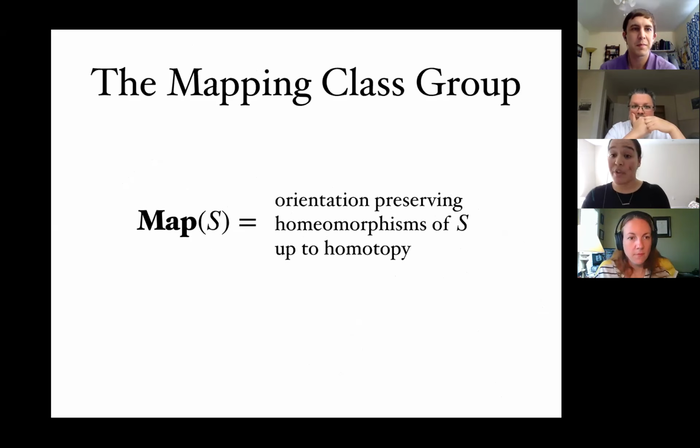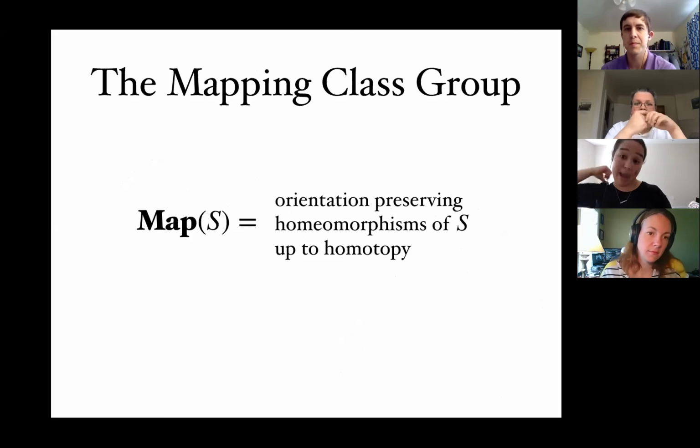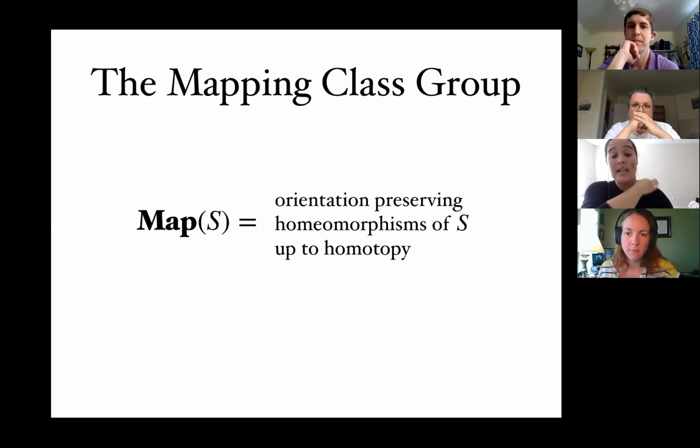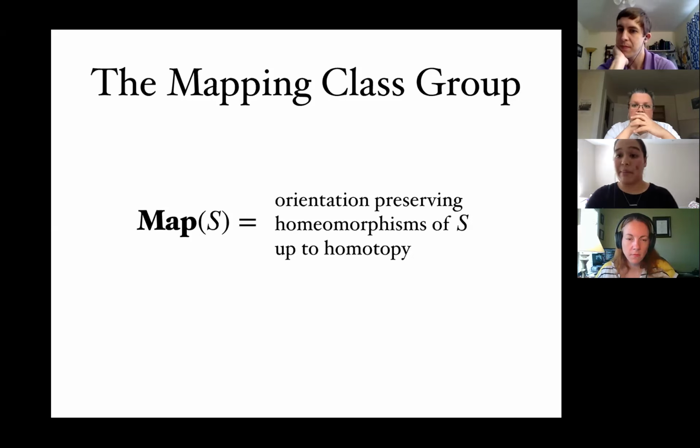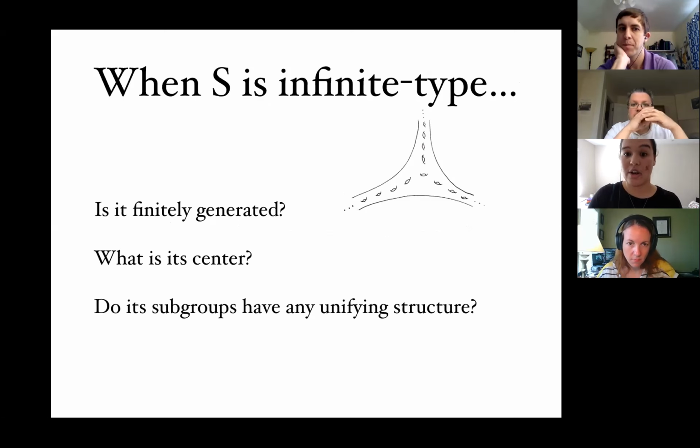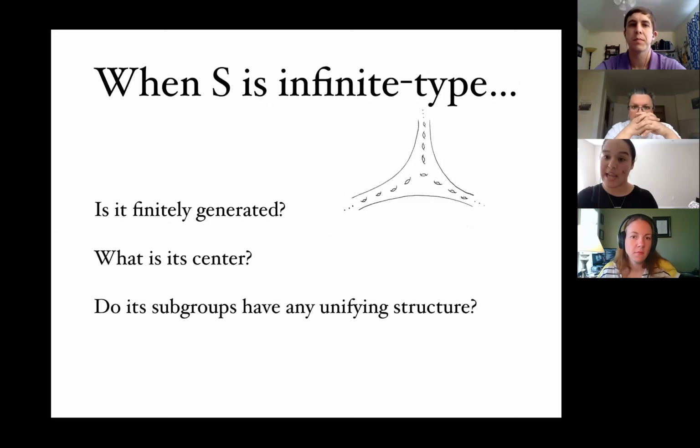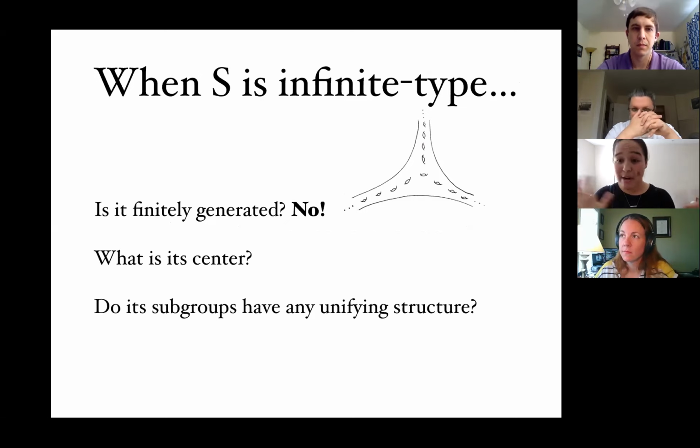Okay, so for these infinite type surfaces, we still have a mapping class group. And it's defined in the exact same way. This is the group of orientation preserving homeomorphisms of your surface up to homotopy. But of course, things can be a lot more wild here. So for example, if we ask our same collection of questions, immediately we don't get finite generation, right? The fundamental group is not even finitely generated. So this is out the window as a hope.